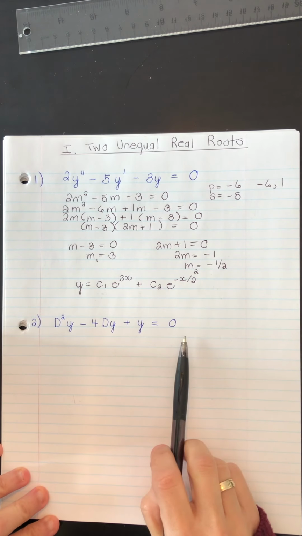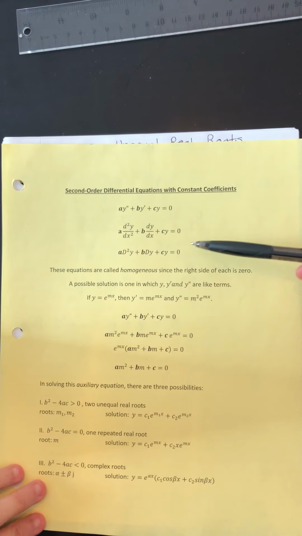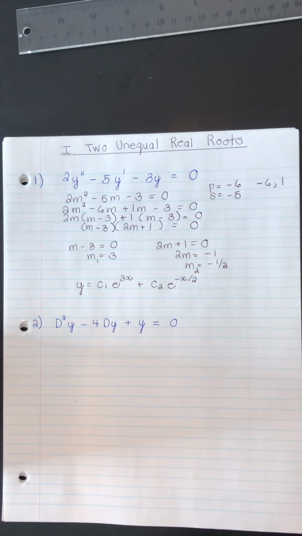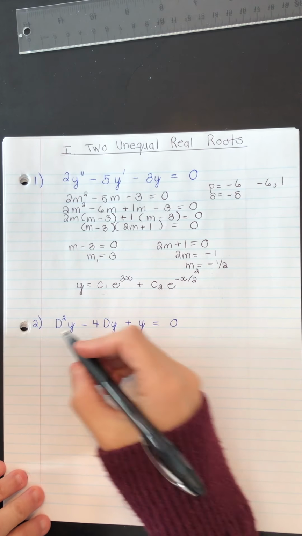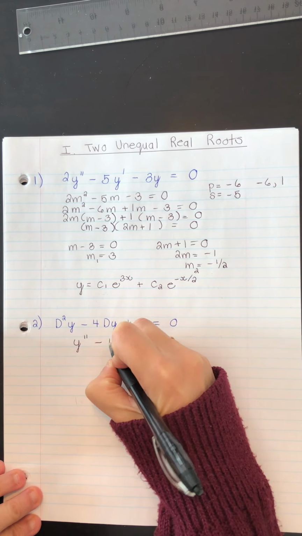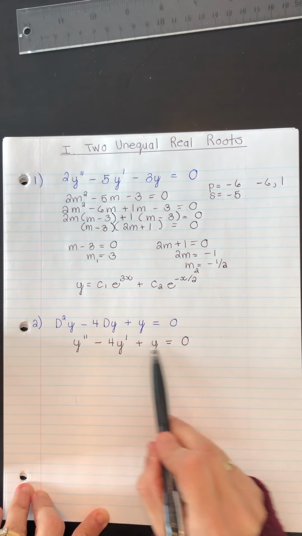Okay, let's try the second one. So again, we're given the differential equation. Okay, it's in this form. And we start by writing the auxiliary equation, which will look like this. And so for this example, this will be y double prime minus 4y prime plus y is 0. Sorry, that's just rewriting the original in a form that might be more familiar to you, and then from there you can write the auxiliary equation. But this was really optional.